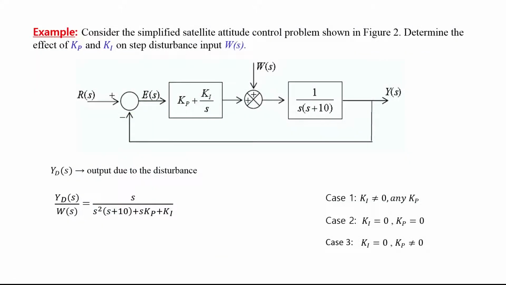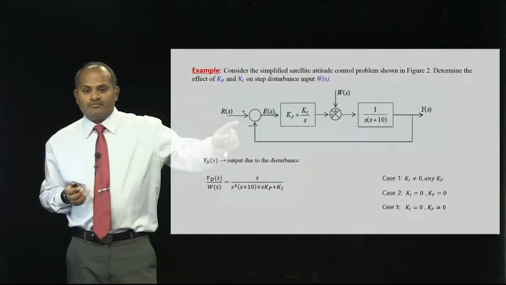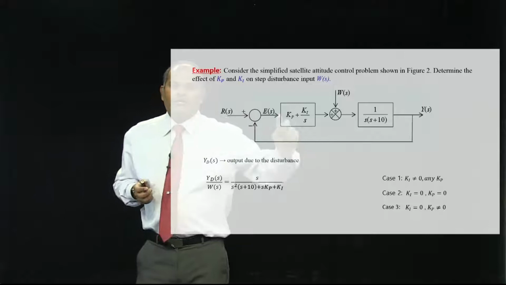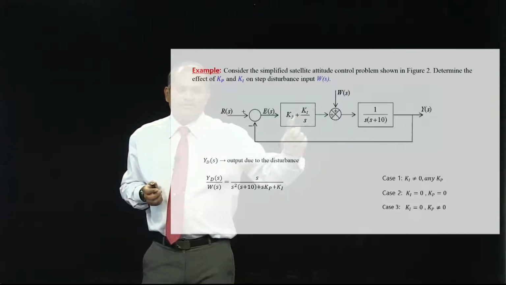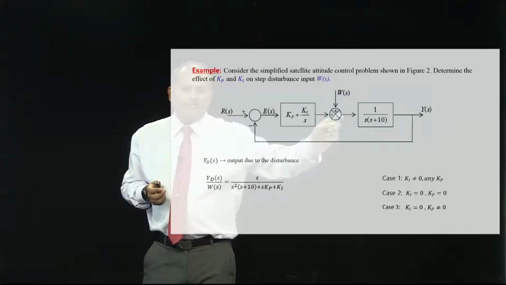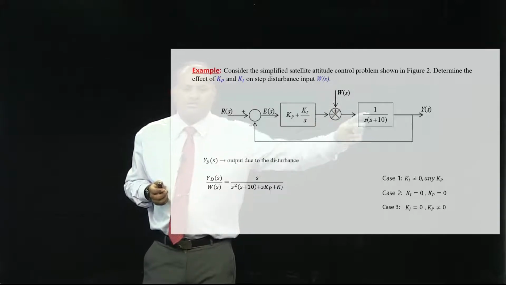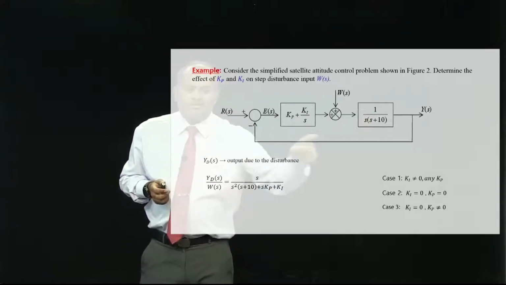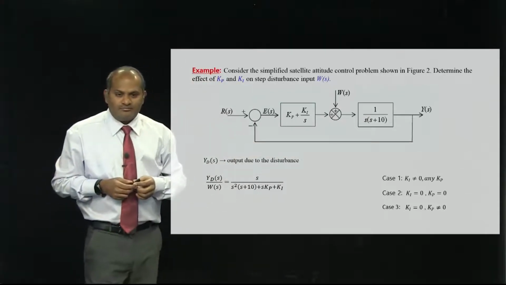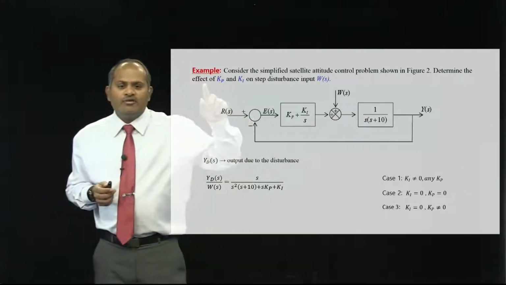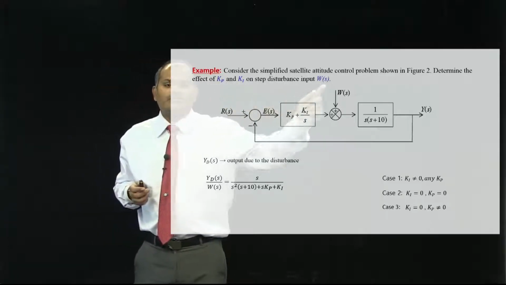Consider the simplified satellite altitude control problem shown in the figure. Determine the effect of Kp and Ki on the step disturbance input W of S. Now, if you look at the system, we have an input, we have a controller Kp plus Ki by S, and then we have a summing junction here, a disturbance entering the system, and a system. What is asked is to identify the effect of Kp and Ki on the step disturbance W of S.